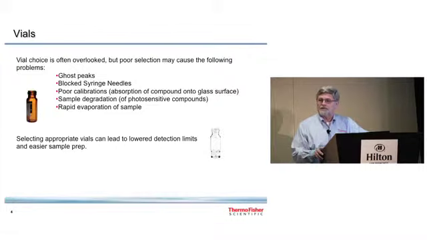Let's talk a little bit about sample vials. Some things that you can look for or problems that you can have are ghost peaks. Septa can block your syringe. You can get poor calibrations because of absorption onto the sides of the glass. You can have degradation, and you can also have evaporation if it doesn't seal properly.